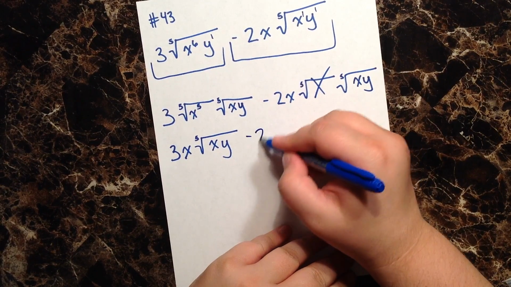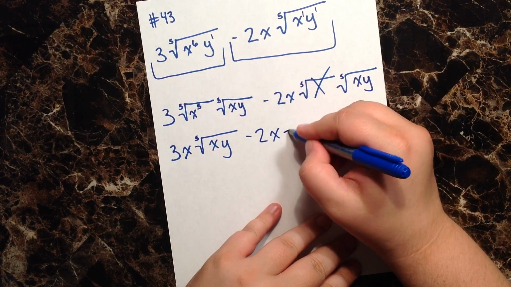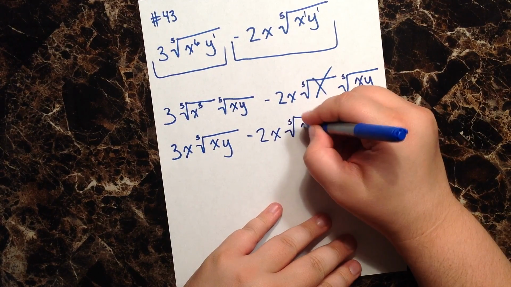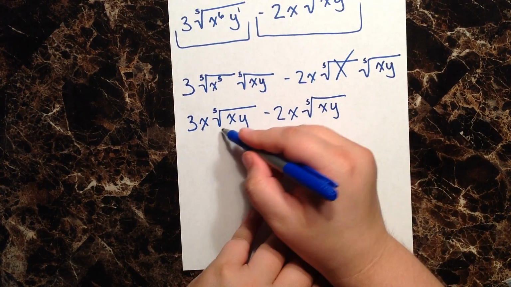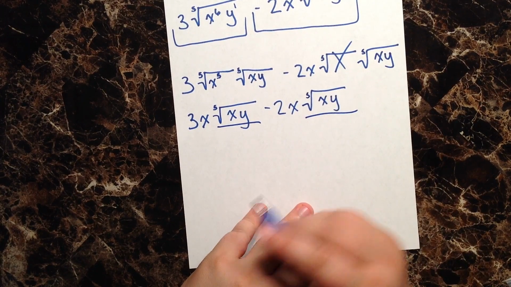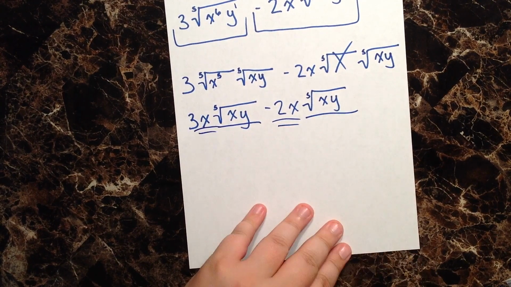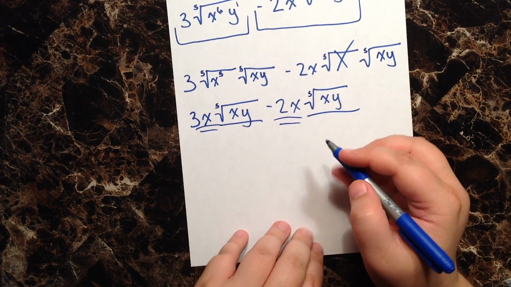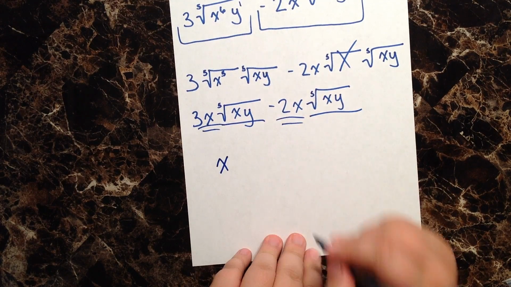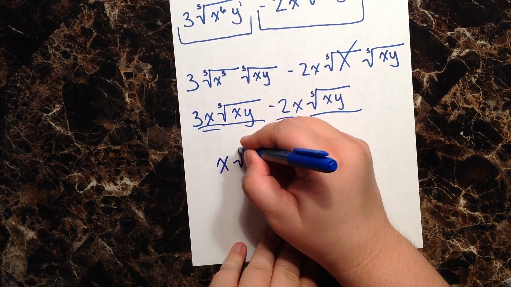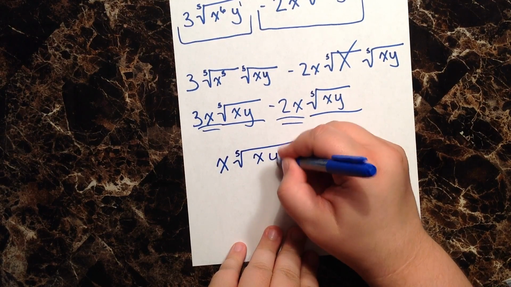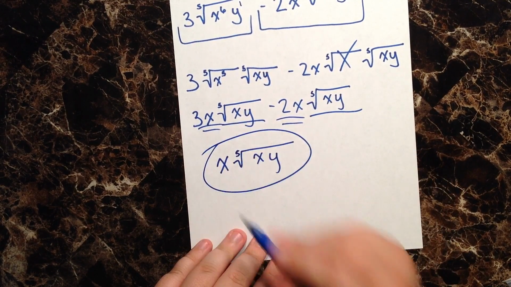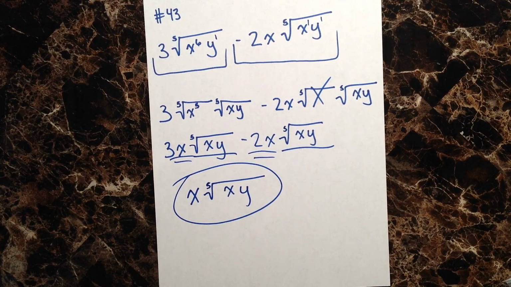And so I can rewrite my free number, write my garbage, and now that my radicals are the same, I can go ahead and deal with my free numbers. So what is 3x minus 2x? Well, that's just x. And then I rewrite my garbage. All right, so our simplified expression is x times the 5th root of xy.